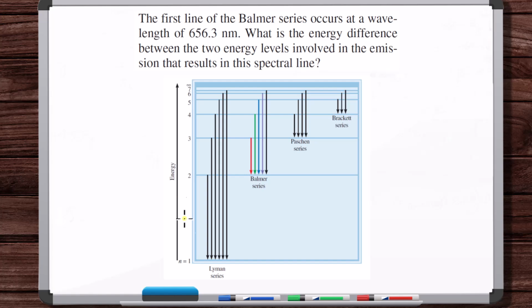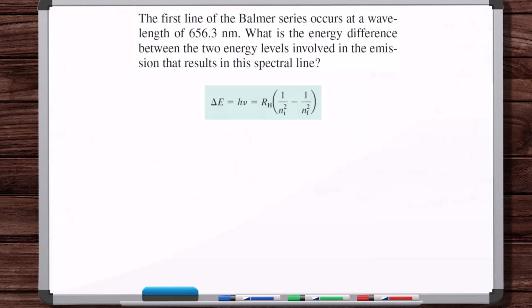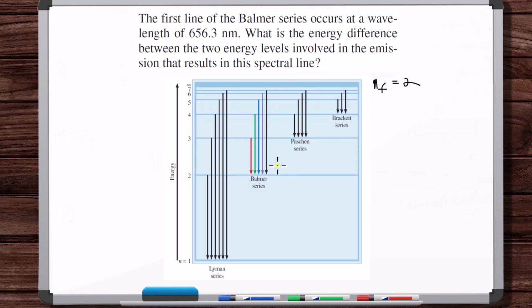So here's some different series. These are different photons that can be emitted from a hydrogen atom, from going from n is equal to 2 to n is equal to 1, n is equal to 3 to n is equal to 1. So these are all transitioning from some higher energy state to n is equal to 1. These are all transitioning from some state to n is equal to 2. That's the Balmer series. So what that means is that with the Balmer series, n final is going to be equal to 2. Okay? And now they're talking about the first line of the Balmer series. So that's going to be this line. So n initial is 3.